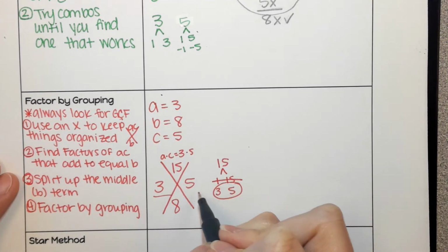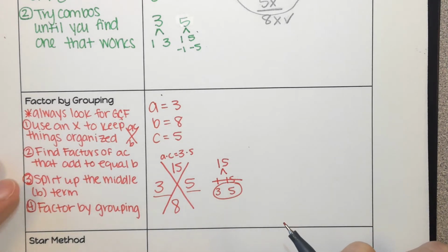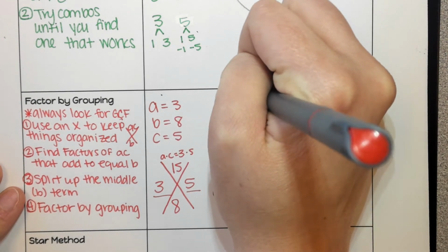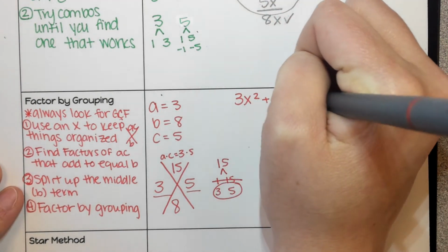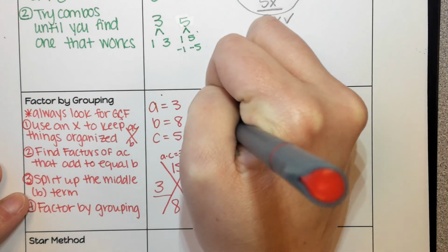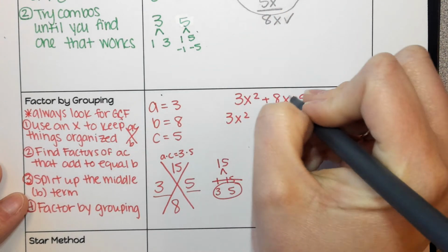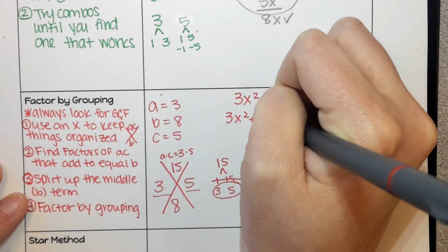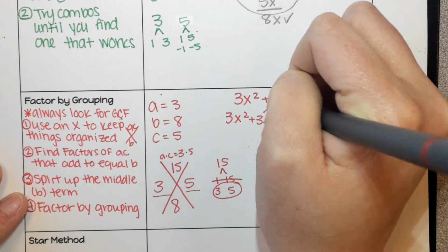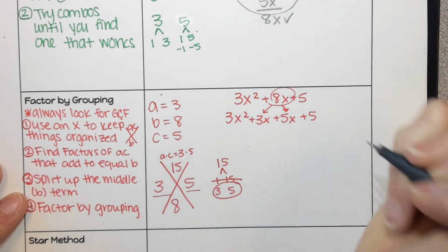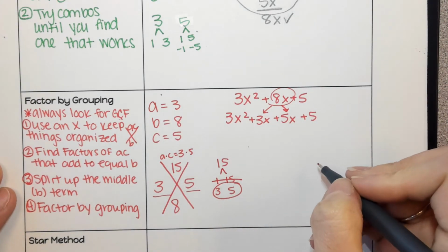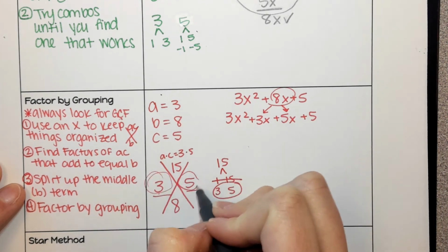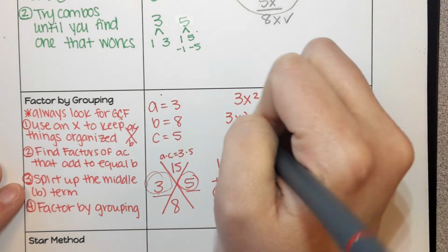I'm going to use these to split up the middle term of the expression, so that b term. We started with 3x squared plus 8x plus 5. We're going to leave that 3x squared, but we need to split this up. So we're going to change that to 3x plus 5x and bring down the 5. Now we can factor by grouping. This was just splitting up that middle term. We got the 3 and the 5 over here, from over here.